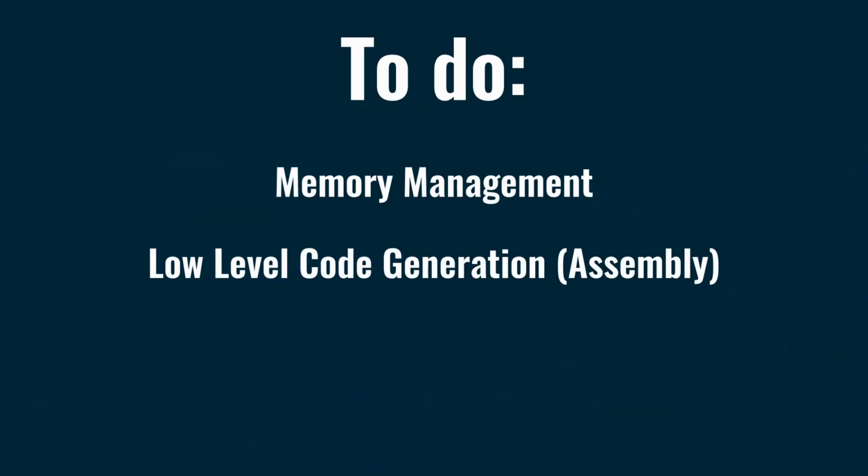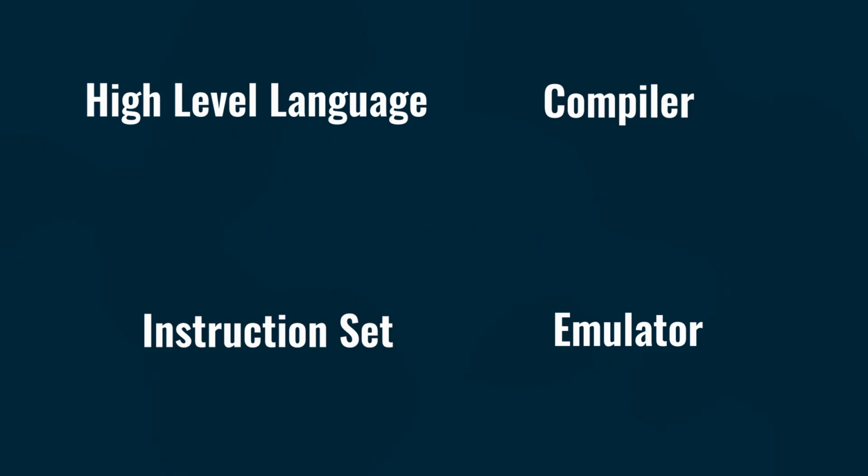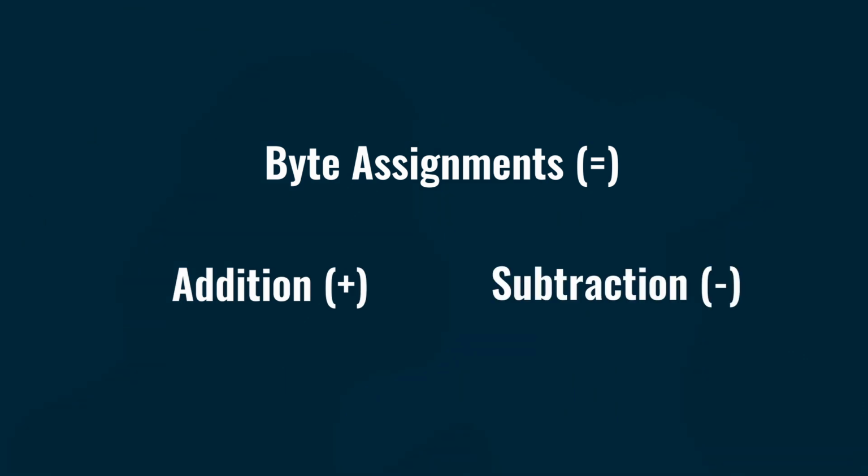So the goal here is to take our code and turn it into something else the CPU understands. That meant figuring out how to assign memory, generate the right low-level code, and track everything cleanly from the compiler's side. I'm building the language, the compiler, the instruction set, and eventually an emulator from scratch. Today, we're getting the compiler to handle byte assignments and simple math like addition and subtraction.